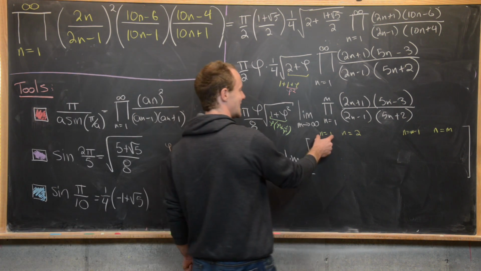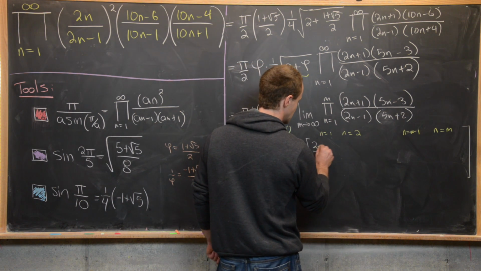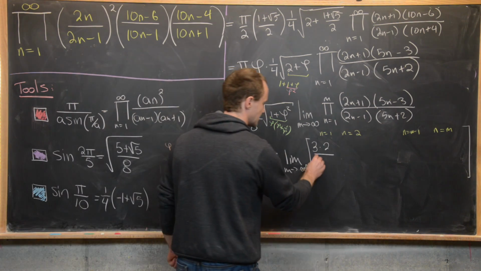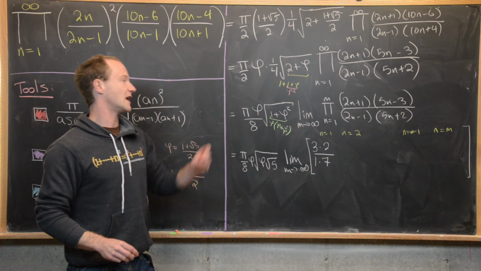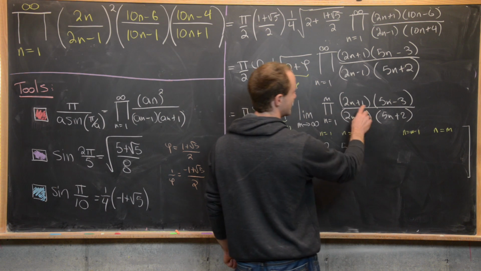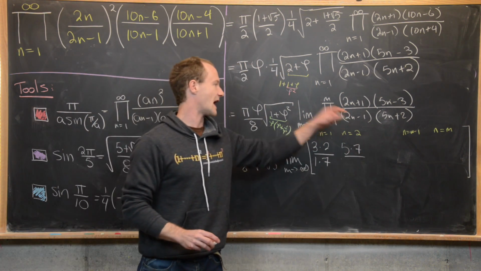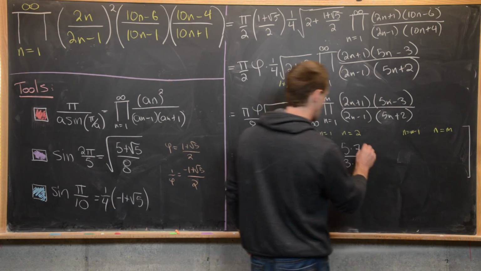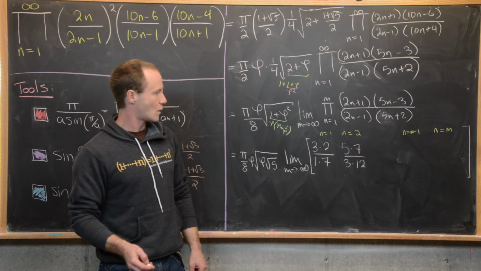So notice if we set n equal to 1, we will have 3 times 2 over 1 times 7. So that's the n equals 1 case. Now the n equals 2 case, that's going to be equal to 5 times 7 over, so let's see what we get. We're going to have 3 times 12. Good. Now let's look at the m minus 1 case.